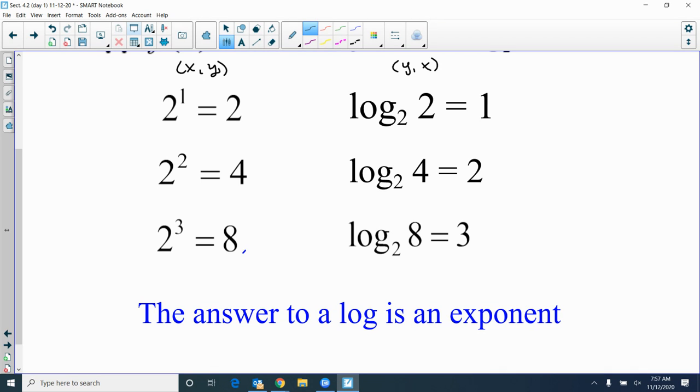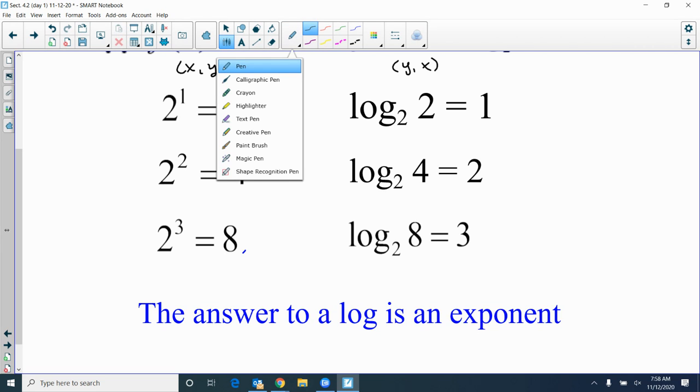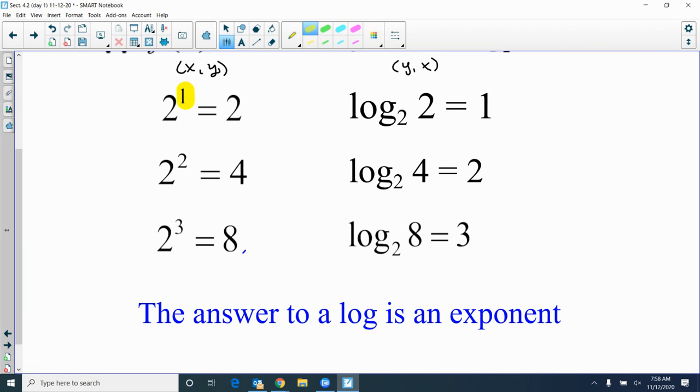The answer to a log is always an exponent. That's going to be important as we move forward. So right here, here's your exponent. There's your answer. Your exponent is 2 here. That's our answer over here. And so we get that answer there. So the answer to a log is always an exponent.